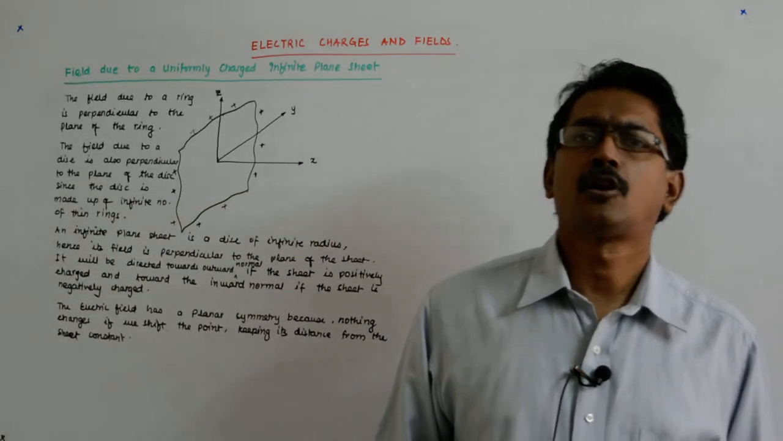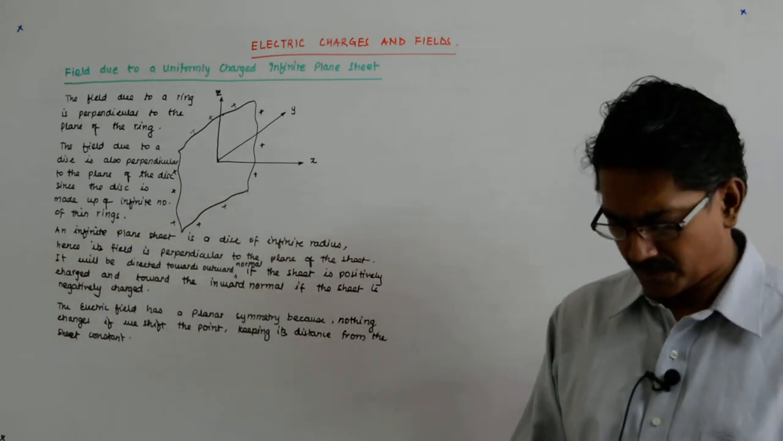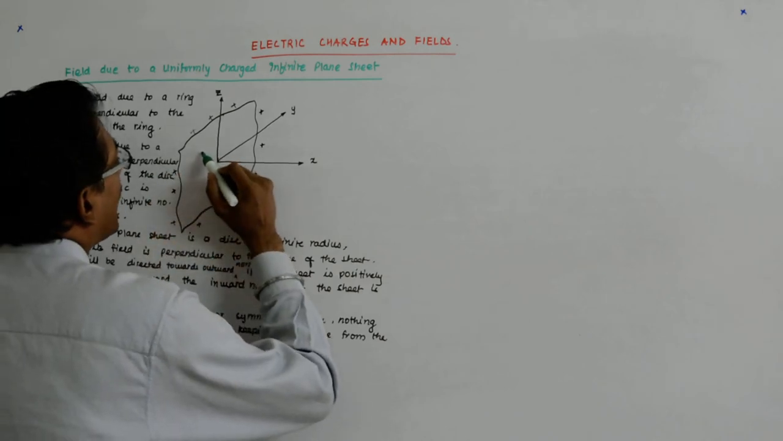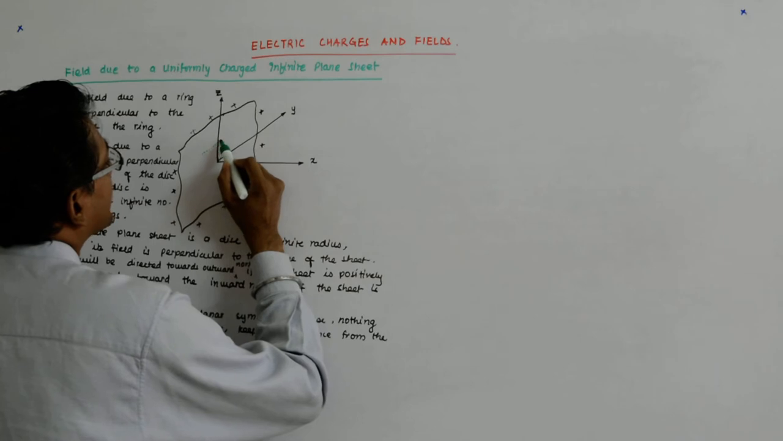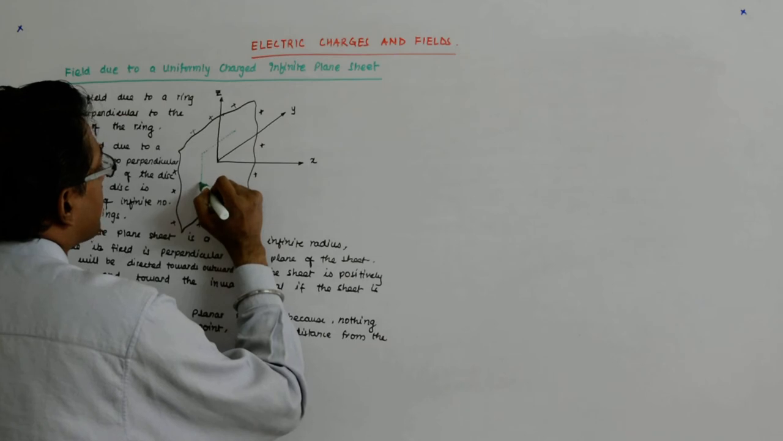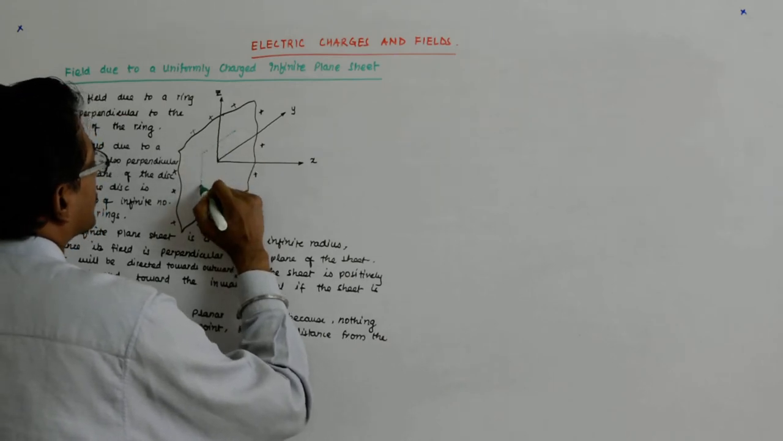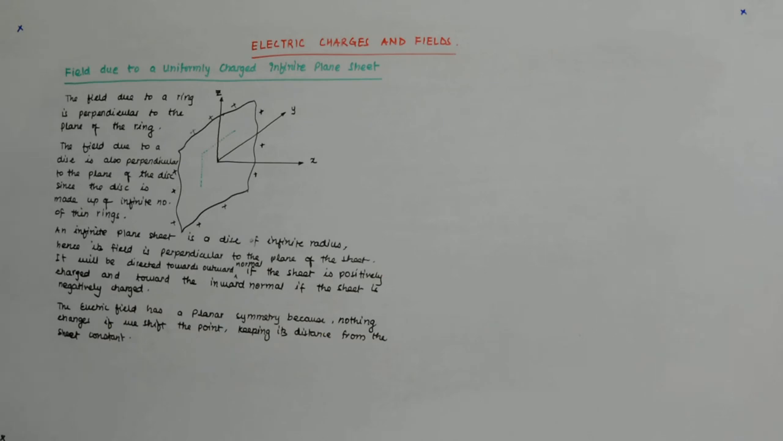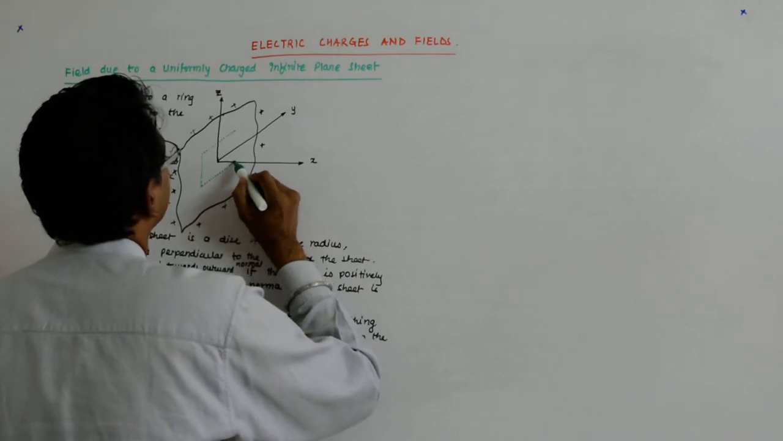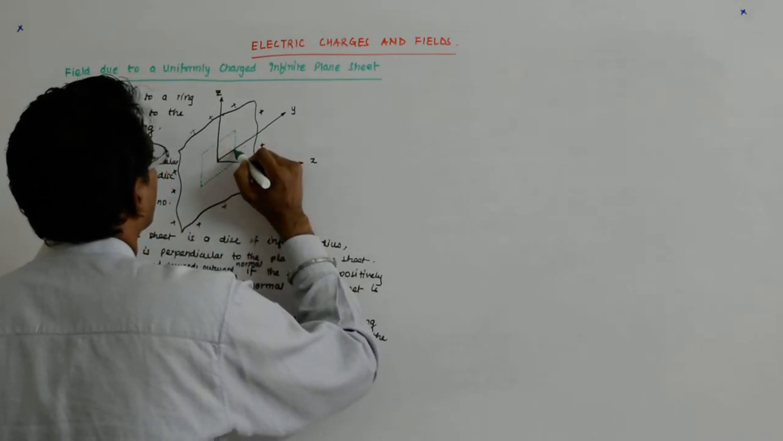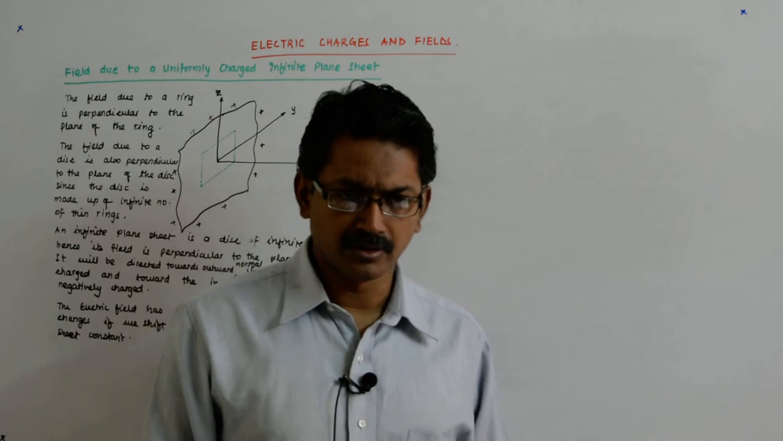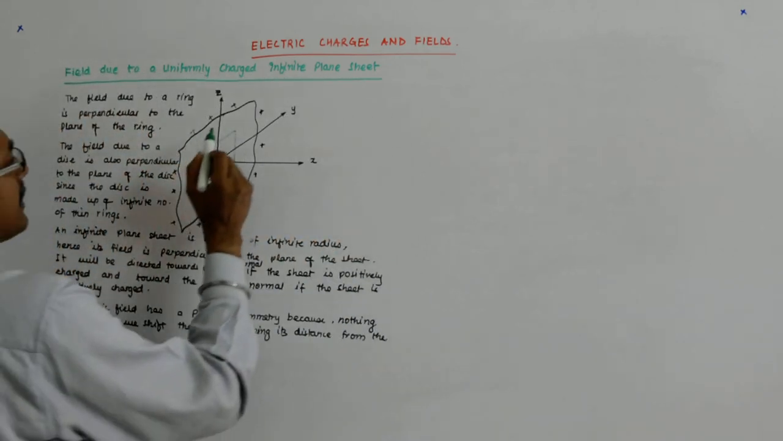Now how do I take the Gaussian surface? Since it has a planar symmetry, I take my Gaussian surface as a rectangular box. Now I'd like to tell you at this stage that it is not necessary that your box is rectangular. It could also be circular.